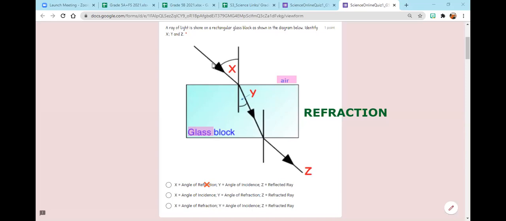What's X? Is it the angle of incidence or the angle of refraction? Incidence. Excellent job. So this one is the correct answer. X is the angle of incidence. Y is the angle of refraction. And Z, this line, is the refracted ray. Right. This one is the correct answer.